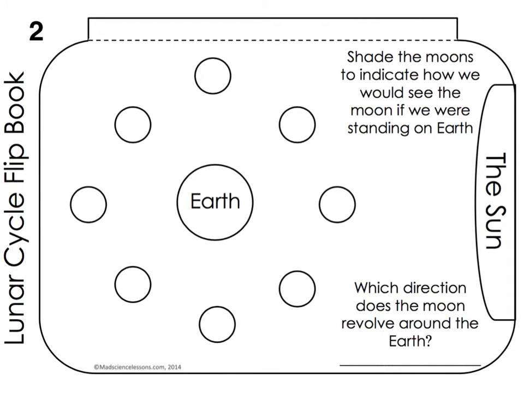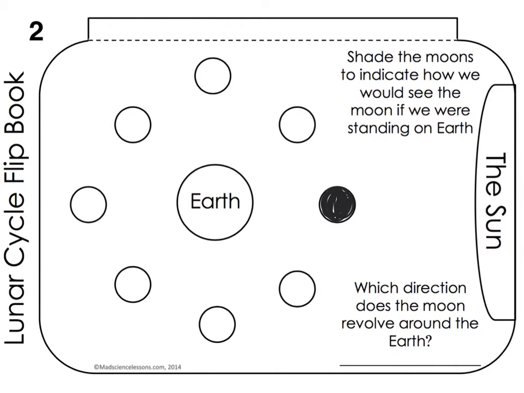Here's the next one. It says shade the moons to indicate how we would see the moon if we were standing on Earth. So we're going to shade it, and you could move the paper depending on what moon we're looking at, and then we're going to go through and name what it looks like. So I'm going to start here, and when we look at the moon, the sun is lighting up this whole side, and we can't see any of it. And now I need to erase that. Back.